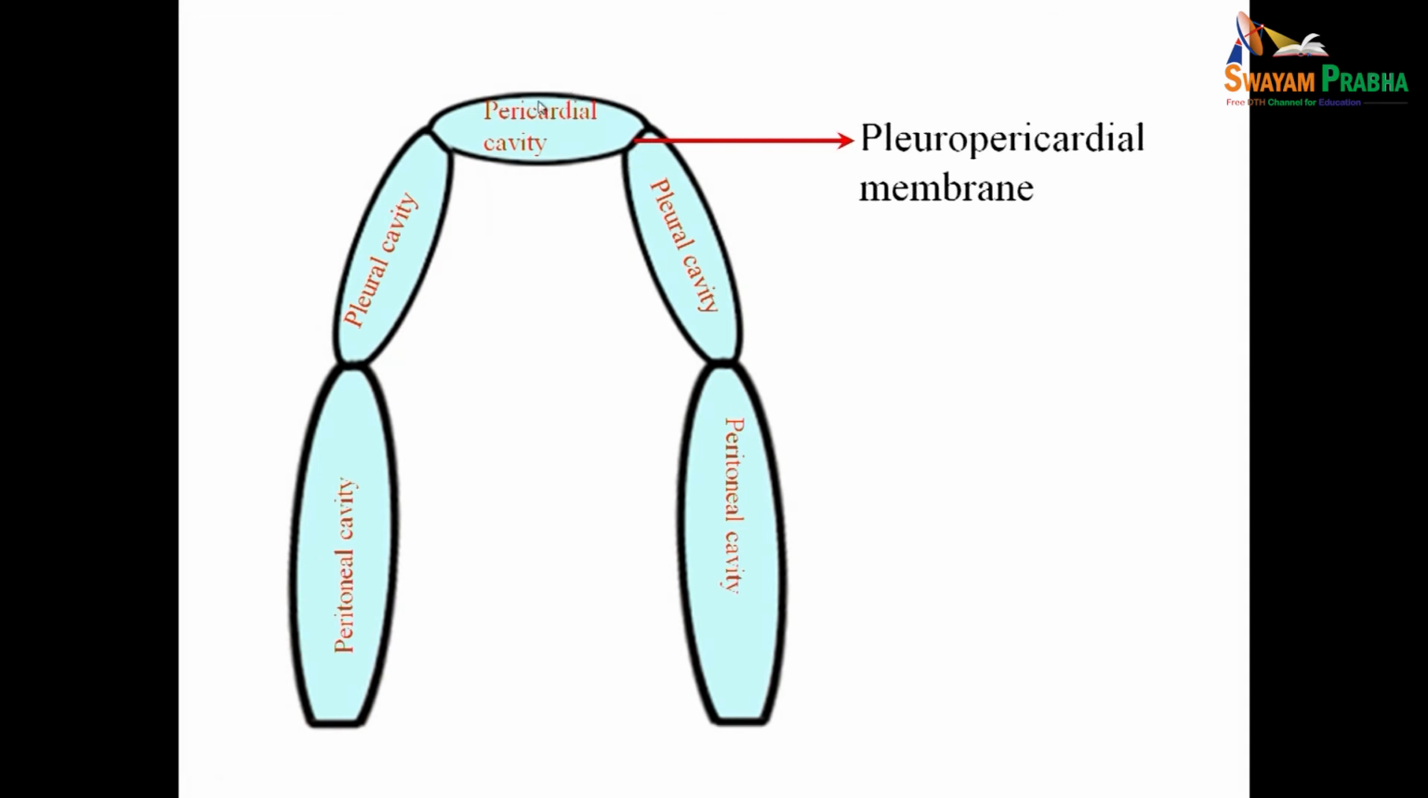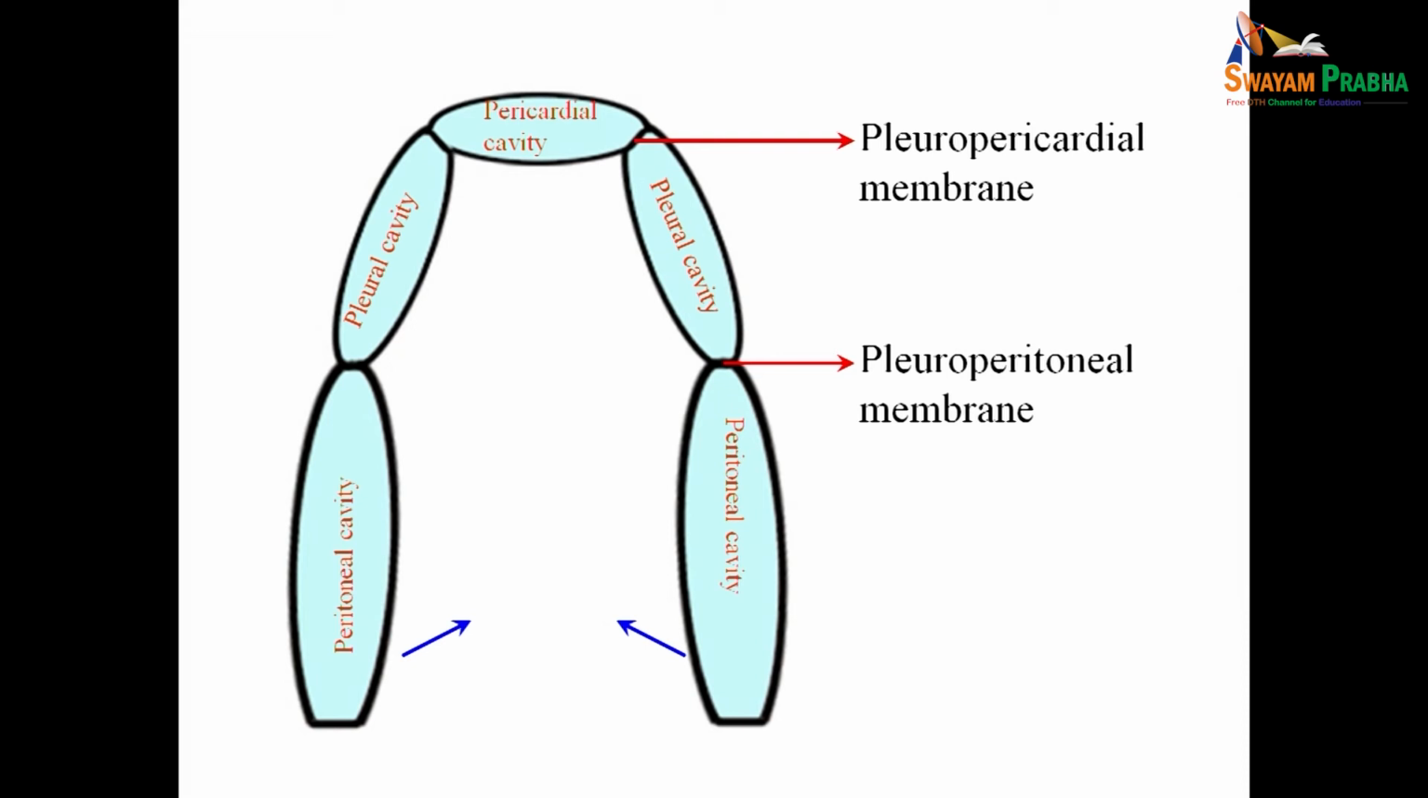Here you can call it the pleuropericardial membrane. The pleuropericardial membrane is the membrane which separates the pericardial cavity from the pleural cavity. Similarly, you can see another membrane, known as the pleuroperitoneal membrane, that separates the pleural cavity from the peritoneal cavity. And at the caudal end you can see there are two peritoneal cavities, but in adults you know that it is seen as a single peritoneal cavity.